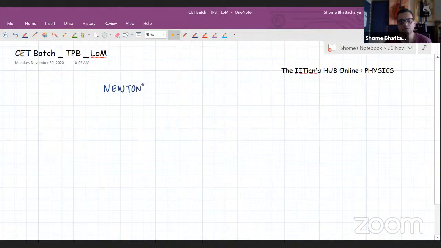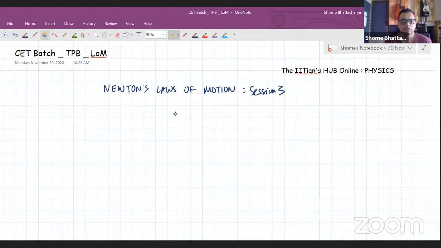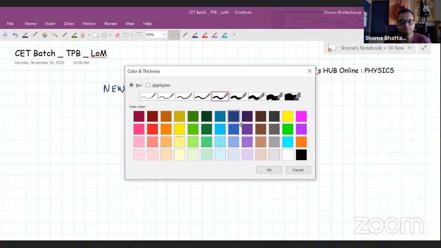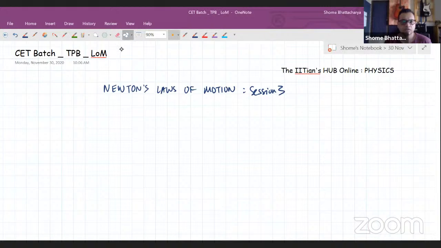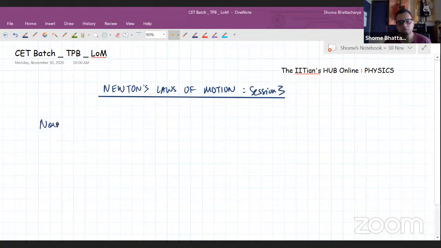So, this is Newton's laws of motion, session number 3. So, quick recap of what we had discussed in the last lecture. So, what we had understood is about normal reaction contact force in particular. We denote with the symbol N.